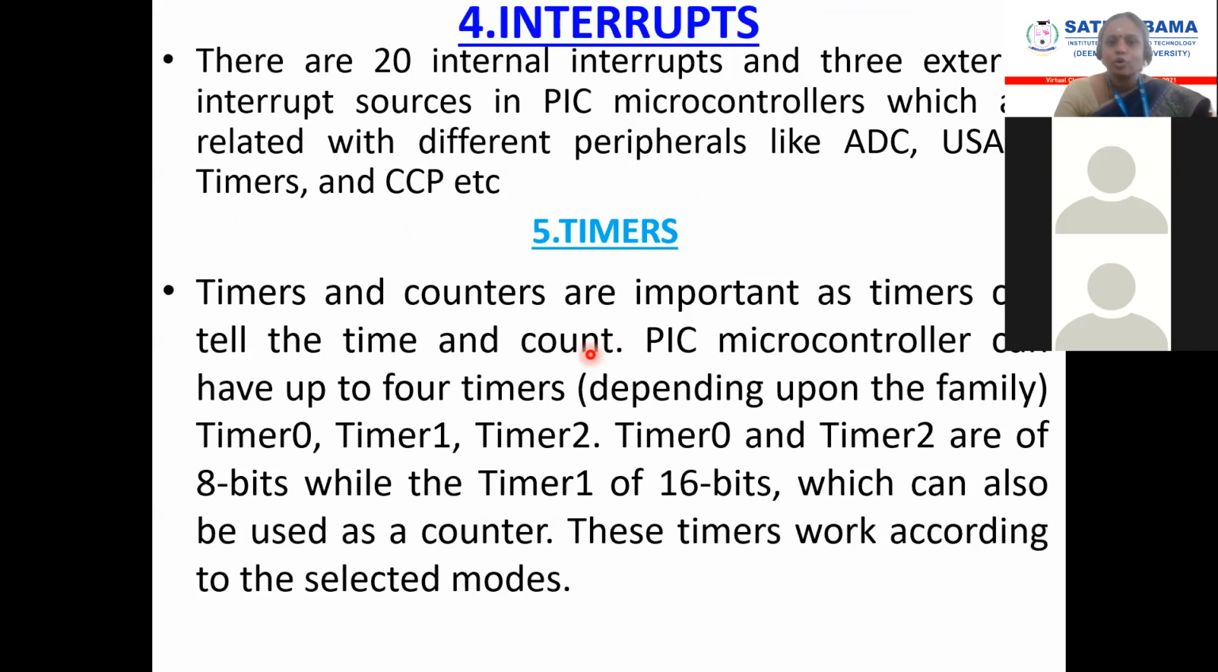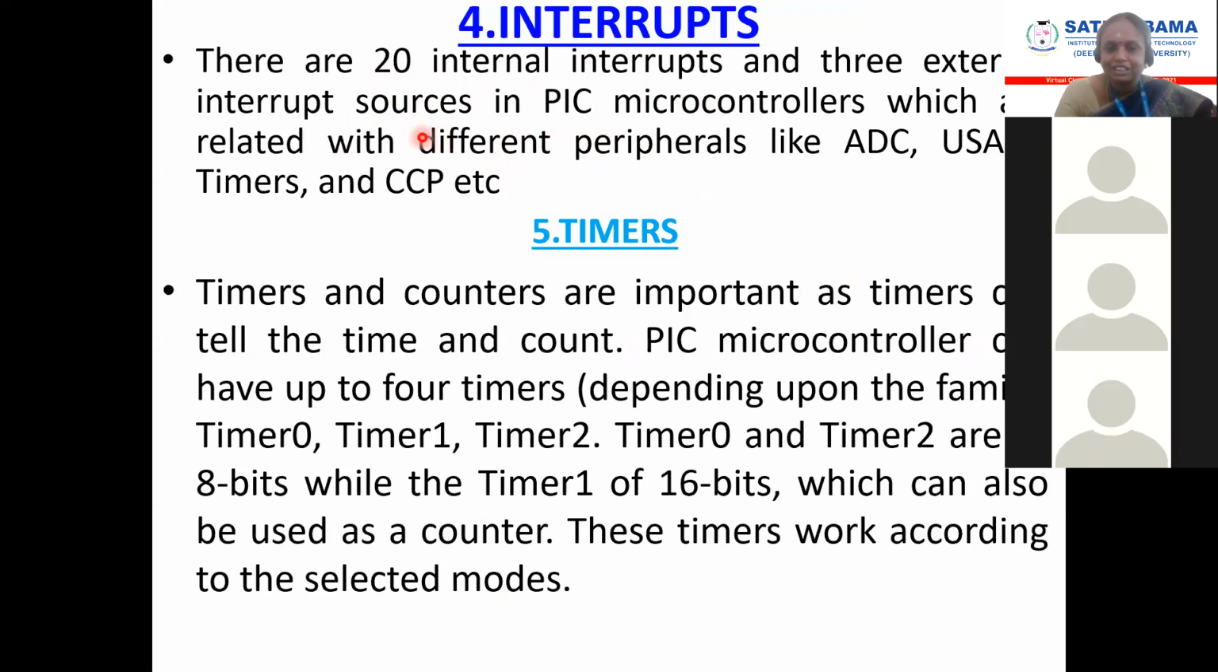The next one is the 4th, interrupts. How many interrupts were there in the 8051 microcontroller? Five, ma'am. Very good, five interrupts are there. But here we have 20 internal interrupts, and 3 external interrupts also. These interrupts are mainly used when I want to do communication, or convert my data from analog to digital, and with timers, capture, compare, PWM module and all.